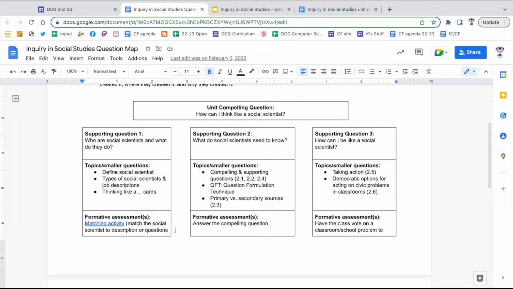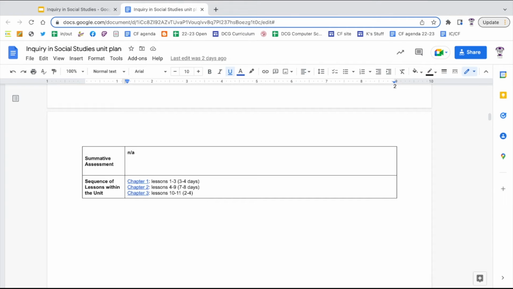There is a formative assessment for each supporting question, but there is no summative assessment for this unit, as the formatives provide the data needed to know if students are meeting the expectations. If you would like more information about using the question map or about compelling and supporting questions, please watch the videos linked in the description below. Let's talk through the lessons.